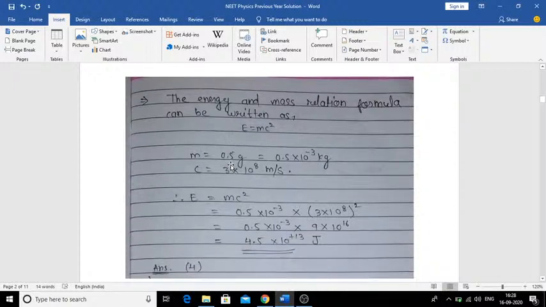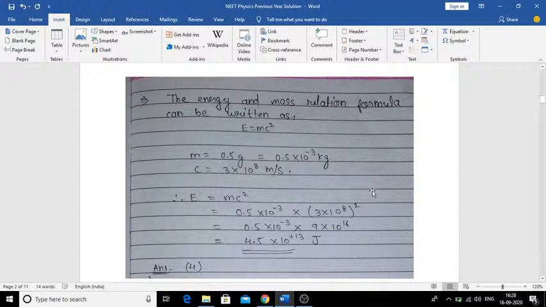And then using this, we have mass given as 0.5 gram, but we cannot put this 0.5 gram directly here, so we have converted it into kilogram, that is 0.5 into 10 raised to minus 3 kilogram. And then here is our c, that is the velocity of light in vacuum, which is 3 into 10 raised to 8 meter per second.